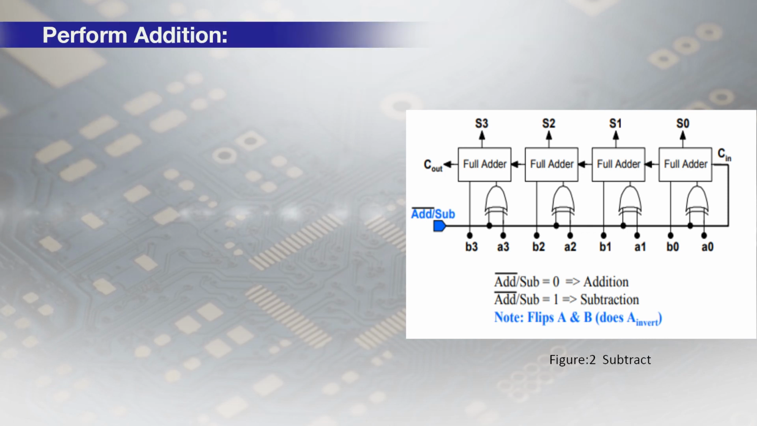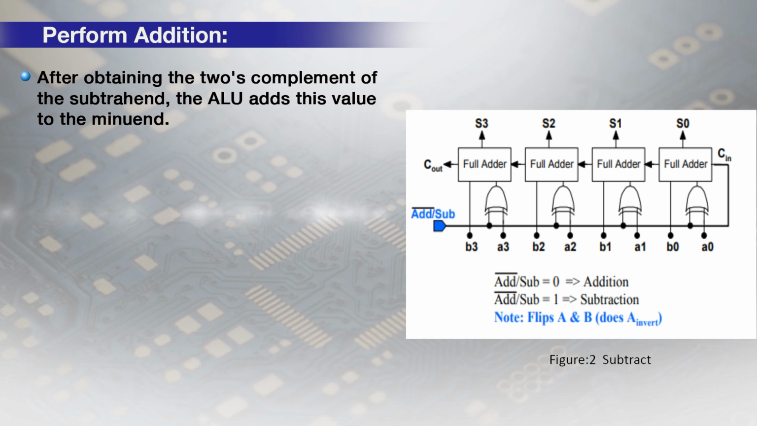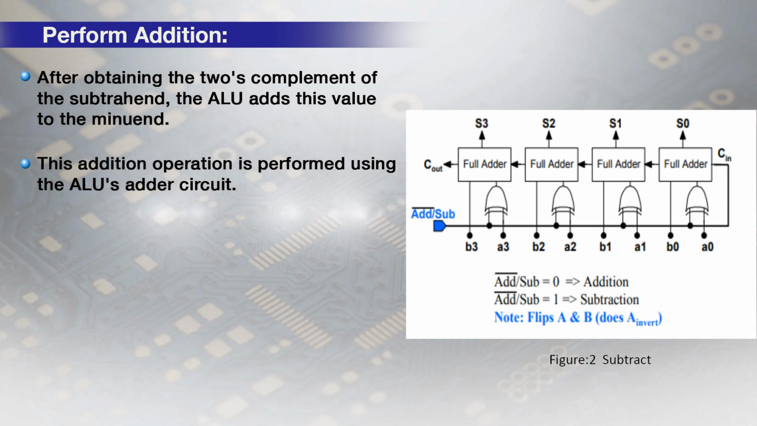Perform addition. After obtaining the 2's complement of the subtrahend, the ALU adds this value to the minuend. This addition operation is performed using the ALU's adder circuit.